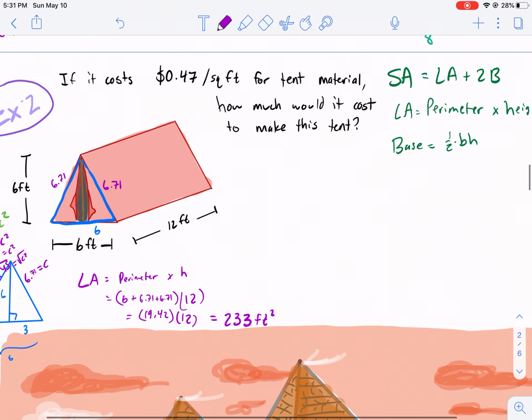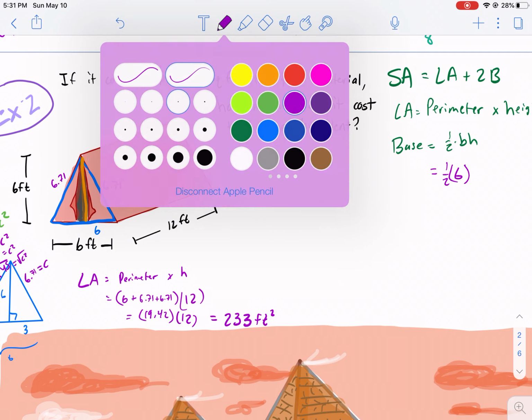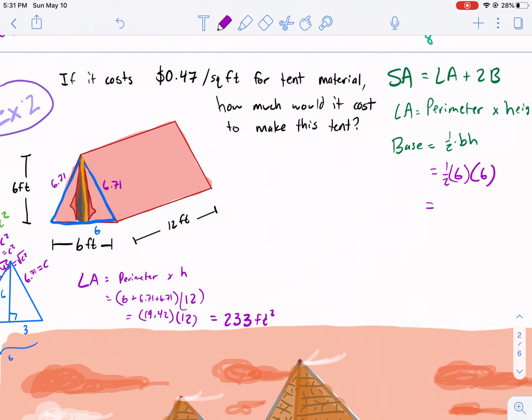We need to find the area of the base now. The area of the base is going to be much easier. 1/2 the base, which is 6, and the height. Well, we were given the height right away. We're told that the height of the tent is 6 feet. That's a pretty darn big tent, if you ask me. So we have 36 times 1/2. That gives us 18.